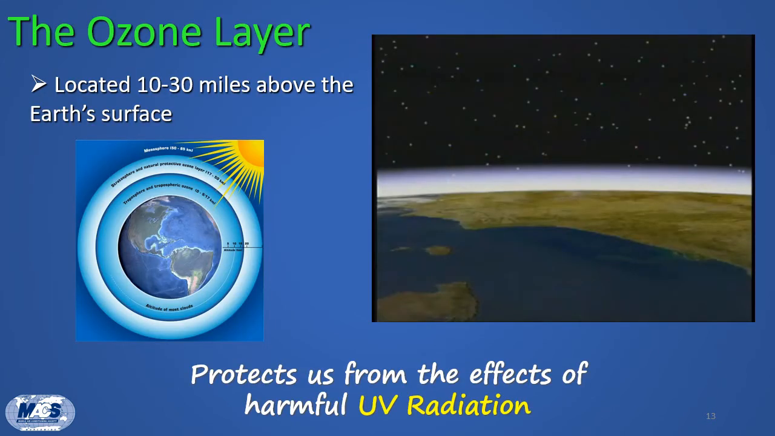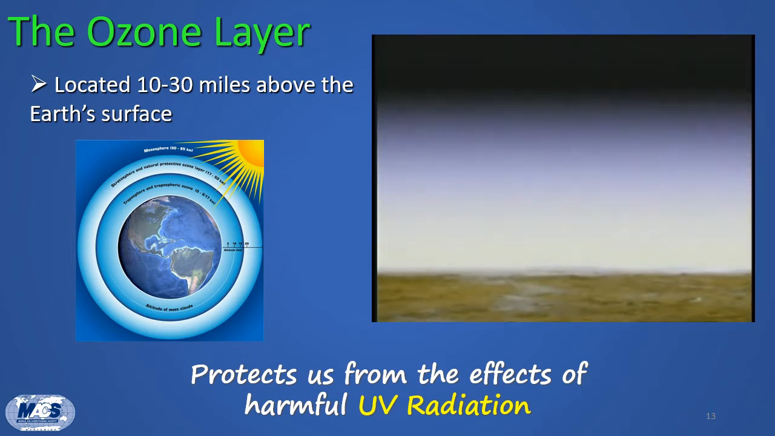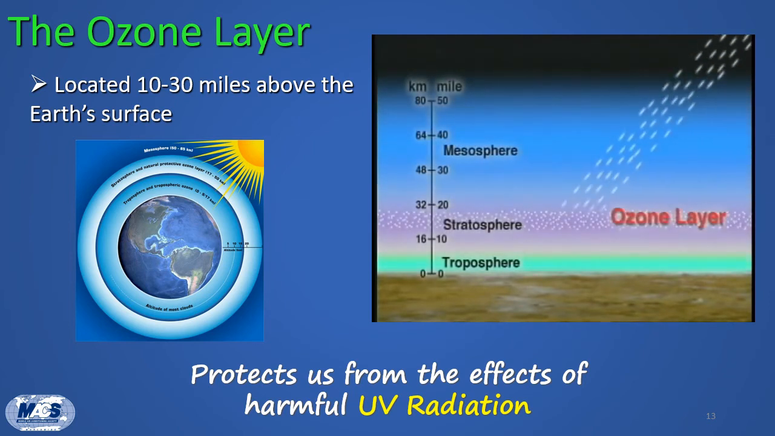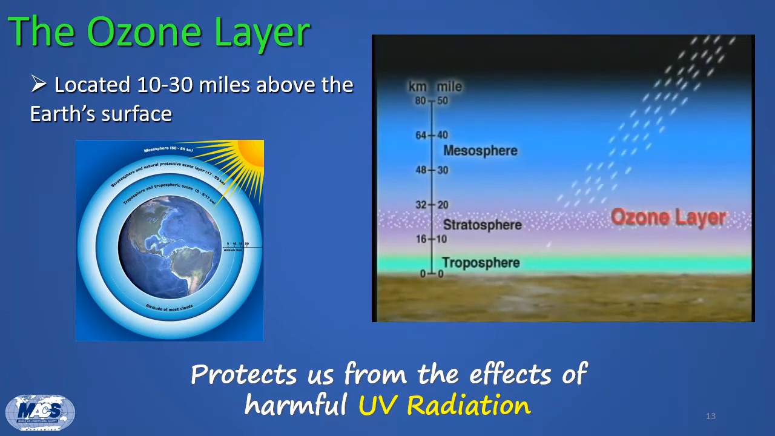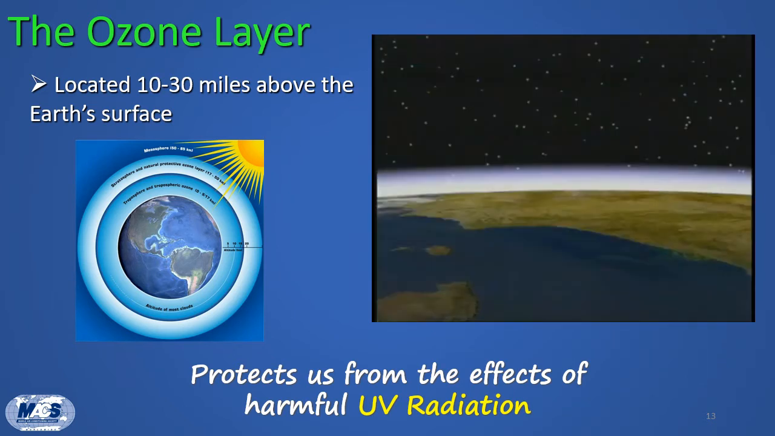The ozone layer is located in the stratosphere between 10 and 30 miles above the Earth's surface. The ozone layer acts as a shield against harmful solar ultraviolet beta, or UVB, radiation. Ozone normally absorbs UVB. Decreasing the amount of stratospheric ozone results in higher levels of UVB reaching the Earth's surface. And this increase can be harmful to humans, animals, plants, and the environment as a whole.